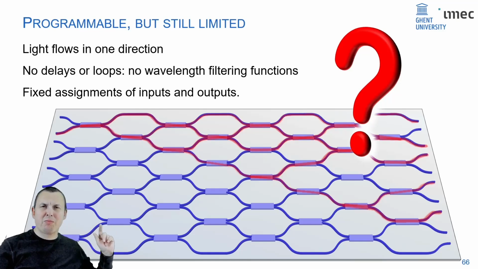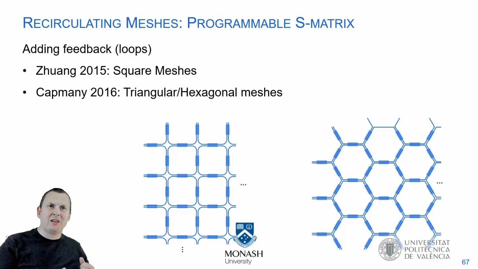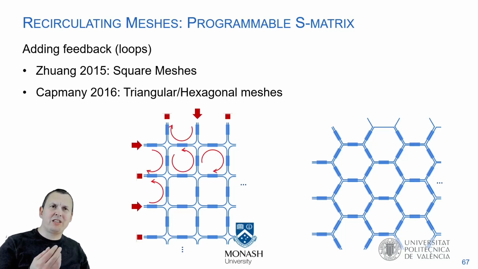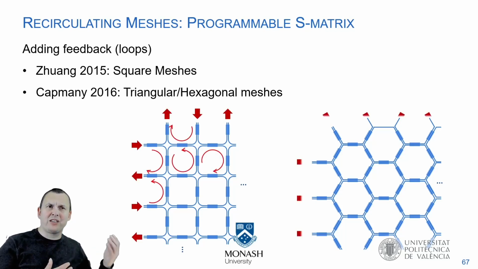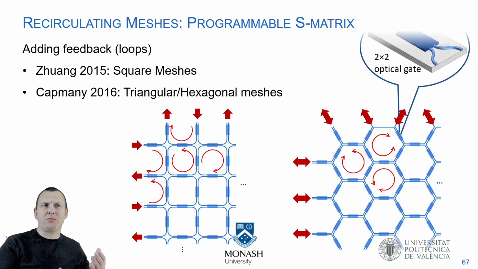But in a way, even though it's powerful, it's again limited, because light can only flow from left to right. There's no delays. The response of this circuit is more or less wavelength independent, so filtering is not part of the circuit. What can you do to alleviate these shortcomings? And this brings me to the third class of programmable photonics, which is recirculating meshes. Recirculating meshes basically use the same type of optical gates, but now we organize them in loops. That can be square loops, hexagonal loops, essentially just ways, ring resonators kind of, that couple together, and the coupling is entirely tunable thanks to these optical gates.